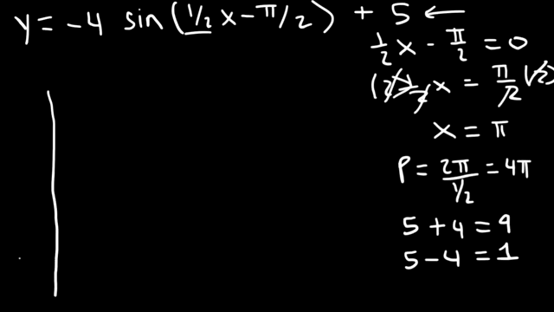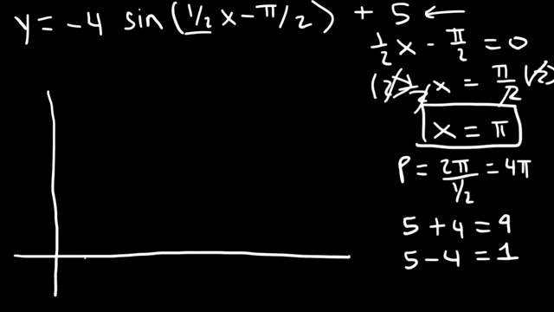So the majority of the graph is going to be above the x-axis. So let's begin by plotting the period. Actually, not the period, but the phase shift. So the graph is going to start at pi, and then if we add 1 period to it, pi plus 4 pi is 5 pi.